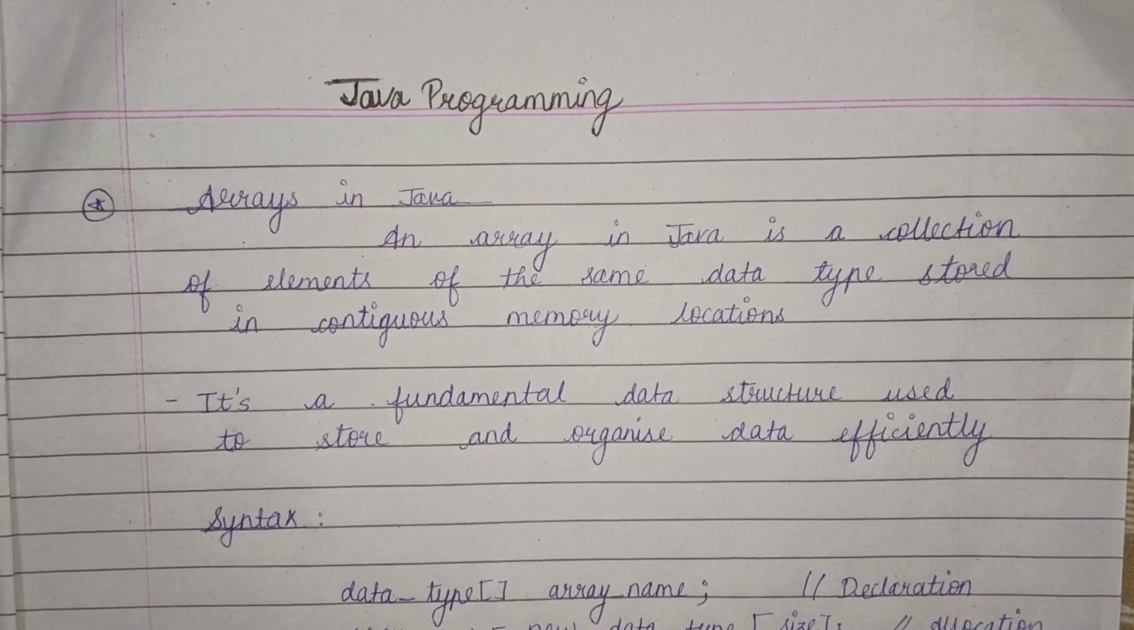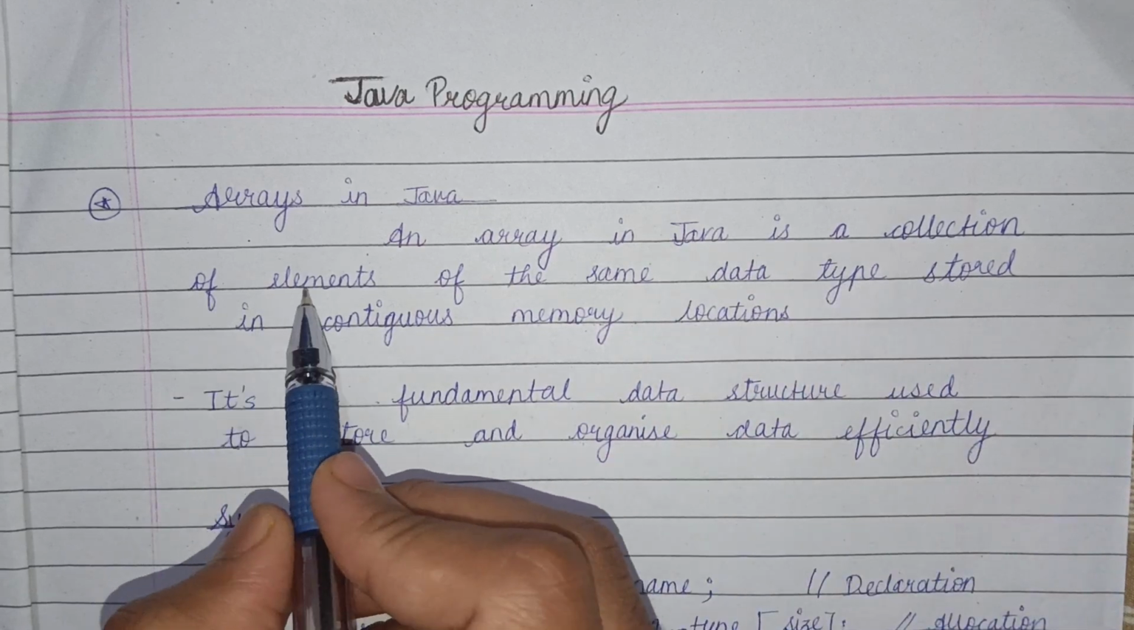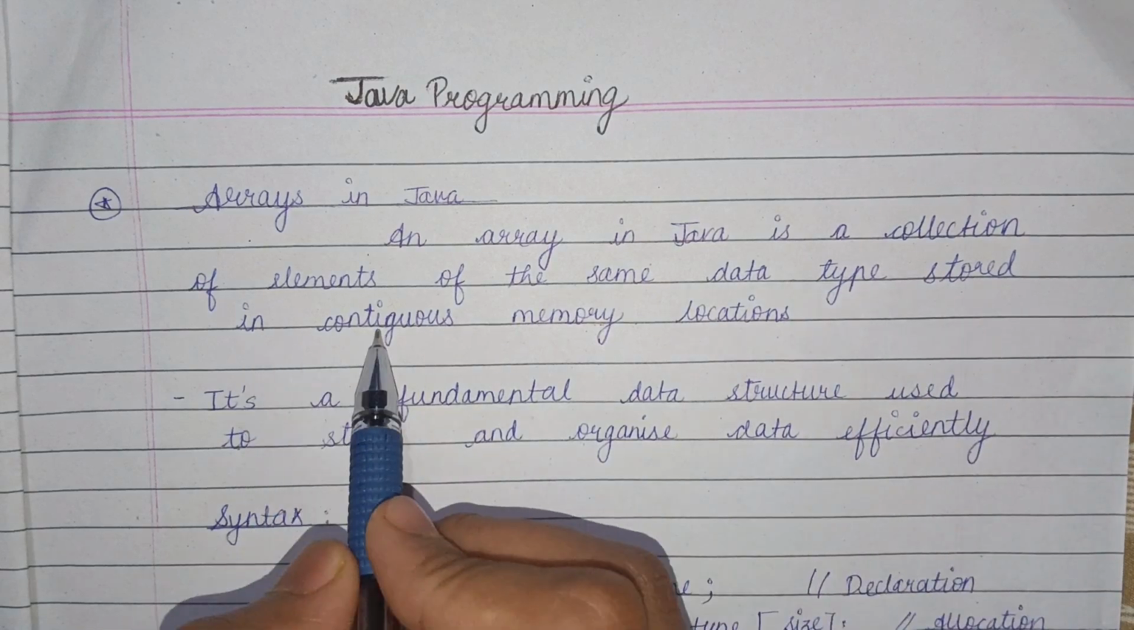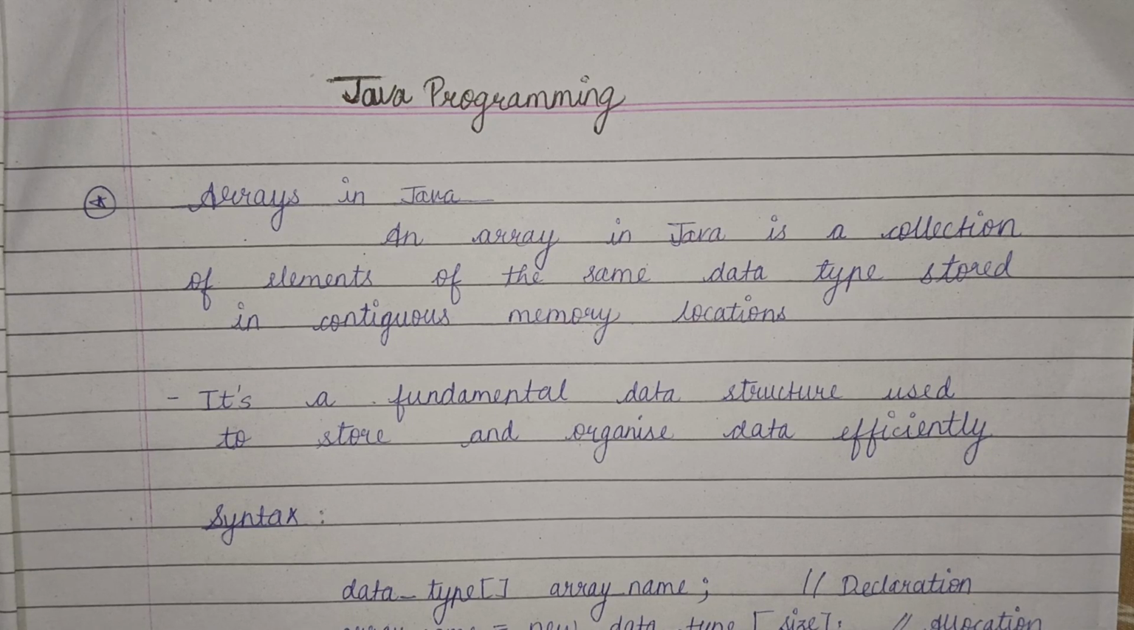In today's video we are going to see what are arrays in Java. Let's start. An array in Java is a collection of elements of the same data type stored in contiguous memory locations. Means array is a collection of similar type of elements.